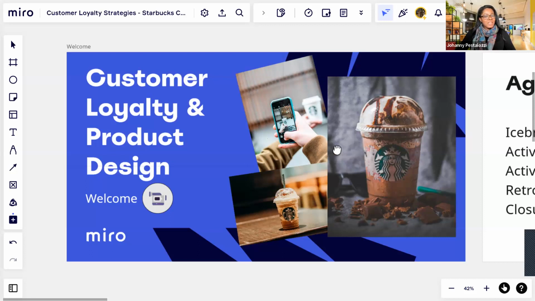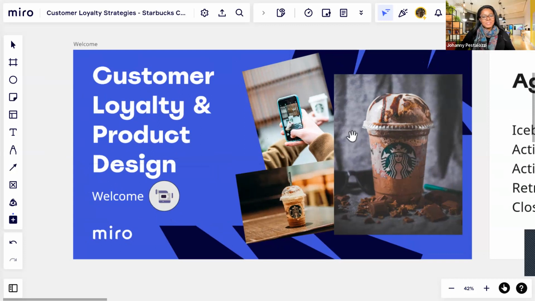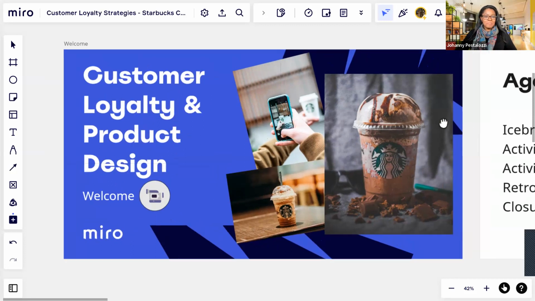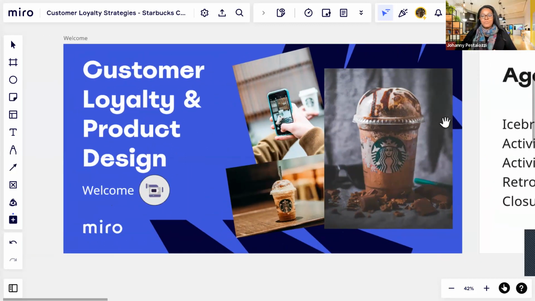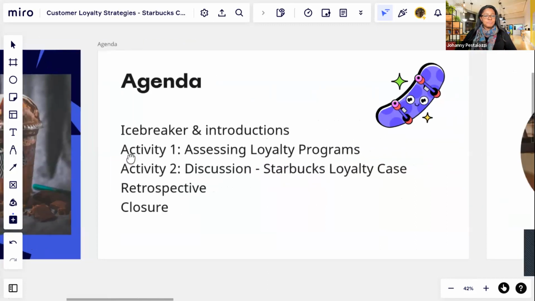So today we will discuss customer loyalty and product design. I'm very excited about this topic because I have been thinking about this workshop for a while already, and I finally can materialize it. So I'm very happy and look forward to what we can achieve together. I just wanted to mention before we start that this workshop is being recorded and that you can review the recording later on YouTube if you're interested to just check some parts of it for your personal use.